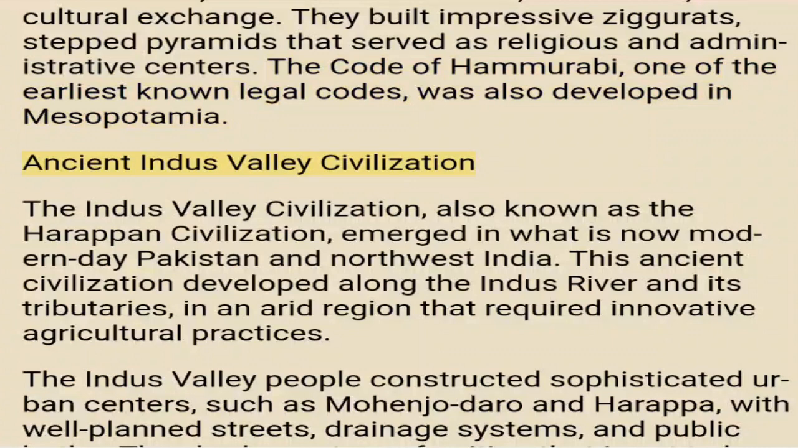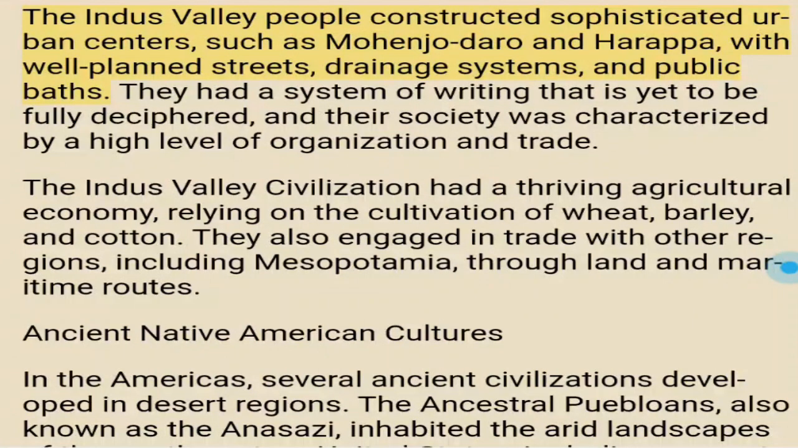Ancient Indus Valley Civilization. The Indus Valley Civilization, also known as the Harappan Civilization, emerged in what is now modern-day Pakistan and northwest India. This ancient civilization developed along the Indus River and its tributaries, in an arid region that required innovative agricultural practices. The Indus Valley people constructed sophisticated urban centers, such as Mohenjo-Daro and Harappa, with well-planned streets, drainage systems, and public baths.